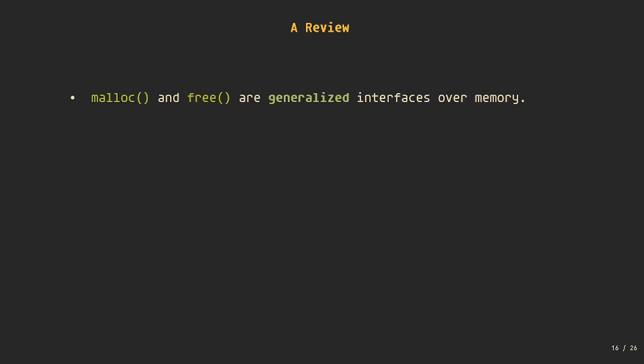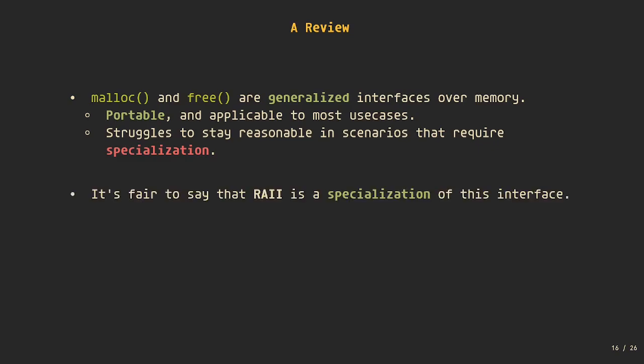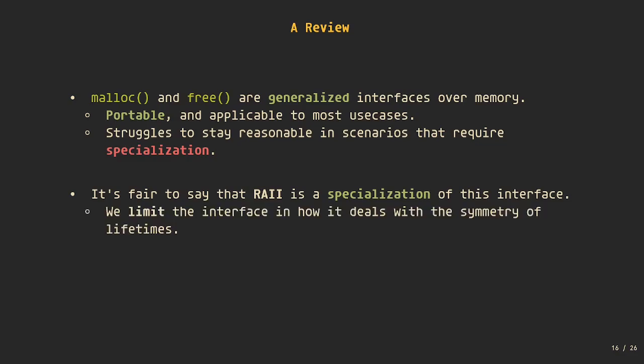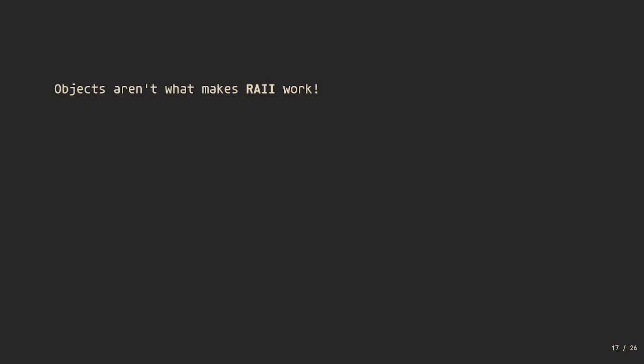Malloc and free are generalized interfaces over memory. It's portable and applicable to most use cases, but it does struggle to stay reasonable in scenarios that require specialization. And that makes sense. If it's made for a general scenario, it's not going to be able to do optimizations specific to your use cases. And it's fair to say that RAII is a specialization of this interface. We limit the interface and how it deals with the symmetry of lifetimes, that is, by only allowing the references to be valid while the object is valid. Objects aren't what makes RAII work.